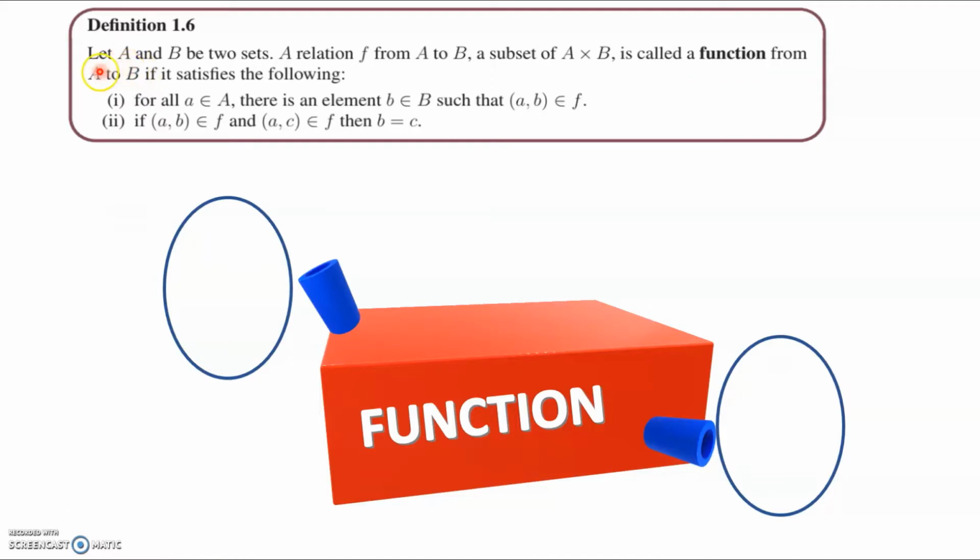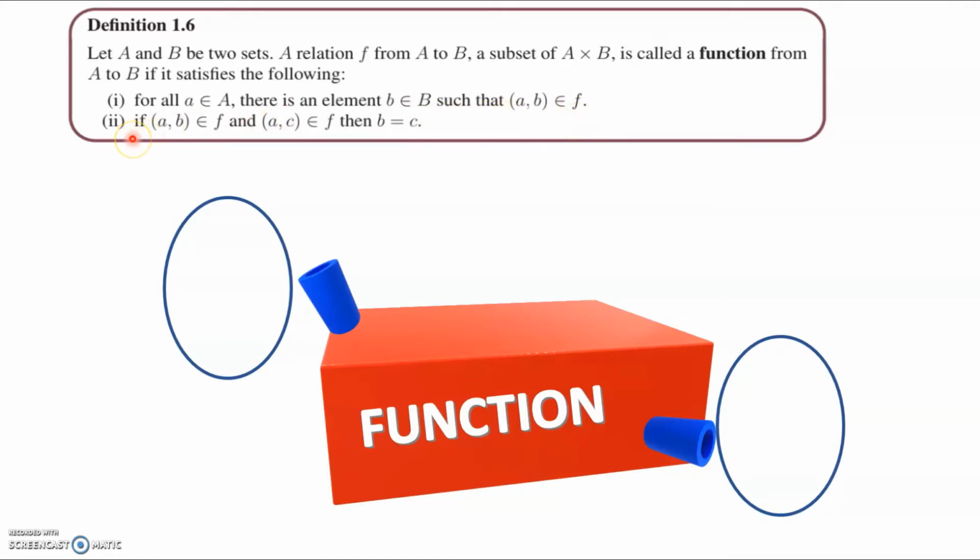A function can be defined. Let A and B be two sets. A relation f from A to B, a subset of the Cartesian product A cross B, is called a function from A to B if it satisfies the following. Condition number 1, for all a that belongs to the set A, there is an element b which belongs to the set B such that (a, b) belongs to f.